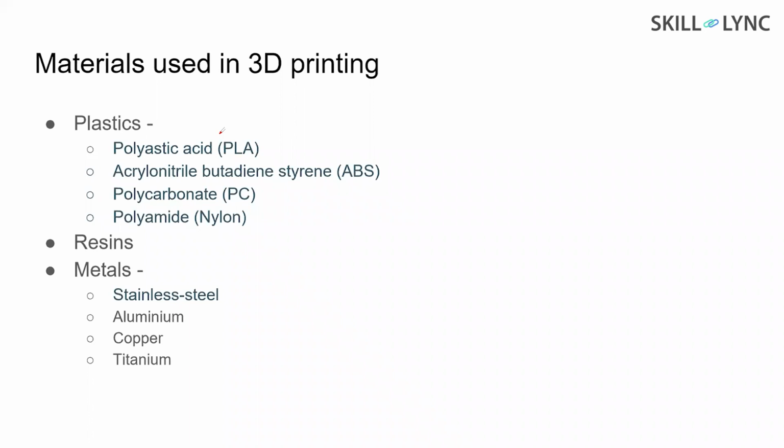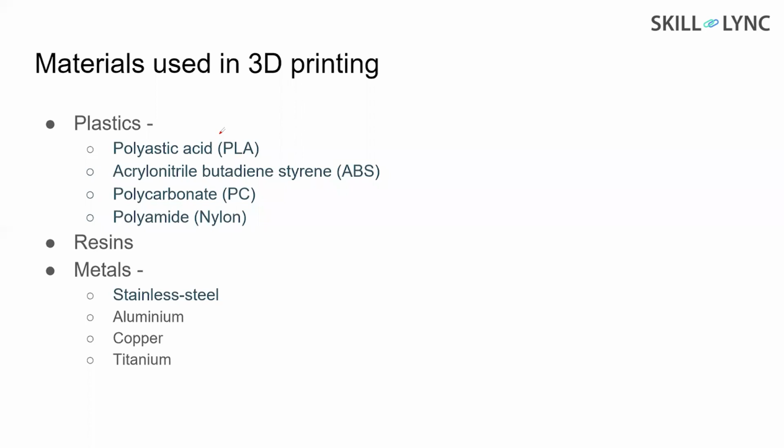Some of the common materials we use in 3D printing are plastics. We have multiple kinds of plastics, right? The most commonly used one is PLA, which is polylactic acid, which comes in the form of wire in fused deposition modeling and the normal 3D printing that we do in our homes. We use this polylactic acid.